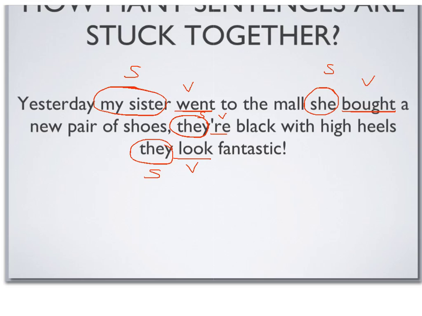Let's fix this run-on sentence. Yesterday my sister went to the mall. Let's put a full stop and a capital S there. She bought a new pair of shoes and they're black with high heels. Now we connected those 2 sentences together. Let's put a full stop here and a capital T here. Now we have 3 complete sentences. Yesterday my sister went to the mall, full stop, new sentence. She bought a new pair of shoes, and they're black with high heels. The and is connecting 2 sentences. They look fantastic is the last sentence.